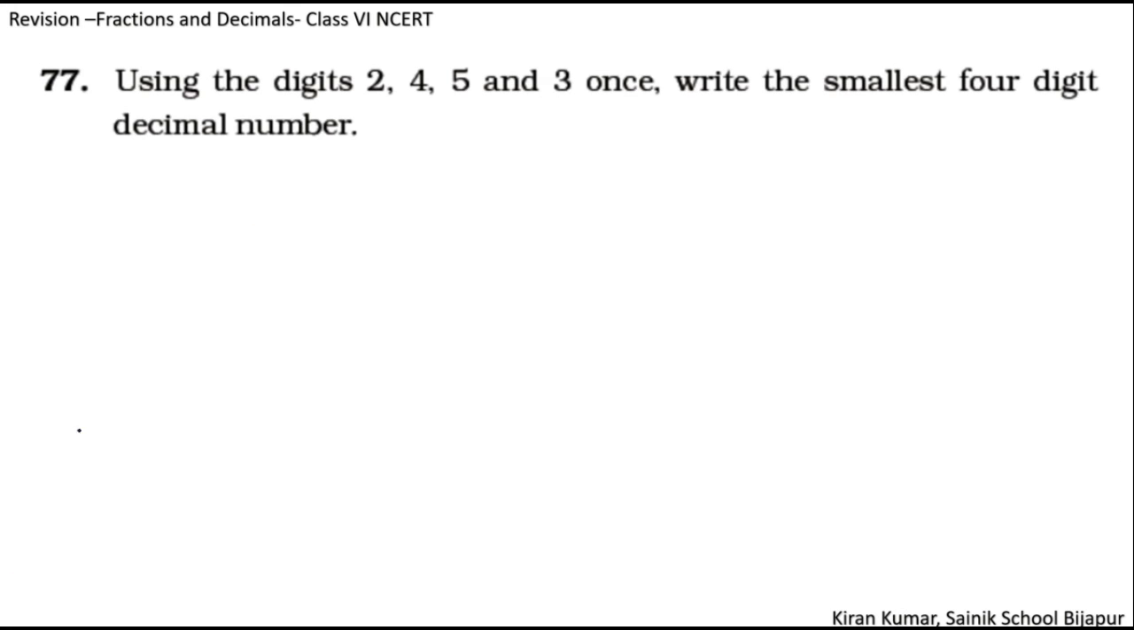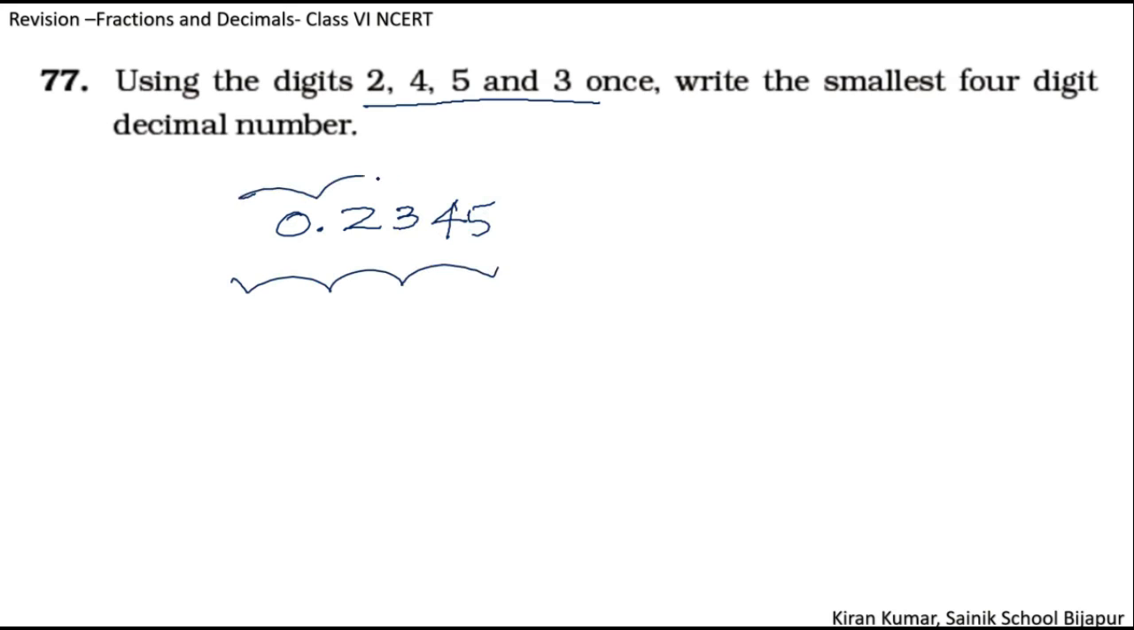Next one, using the digits 2, 4, 5 and 3 once, write the smallest 4-digit number. As we have done earlier, I have to write 0 point. Now I'll consider from the smaller digits 2, 3, 4, 5. This will be the smallest 4-digit decimal number possible with the digits 2, 3, 4 and 5.